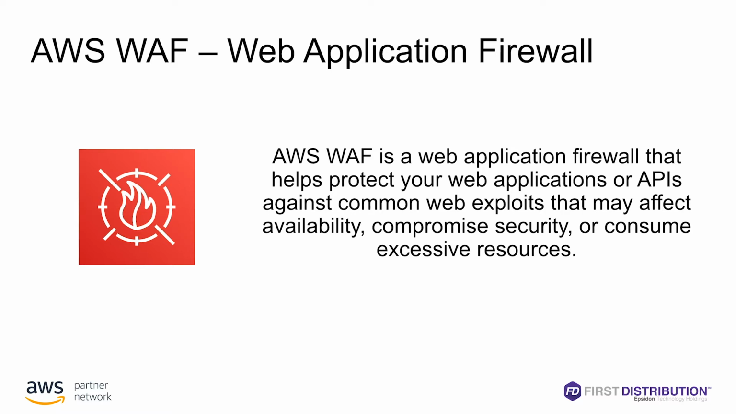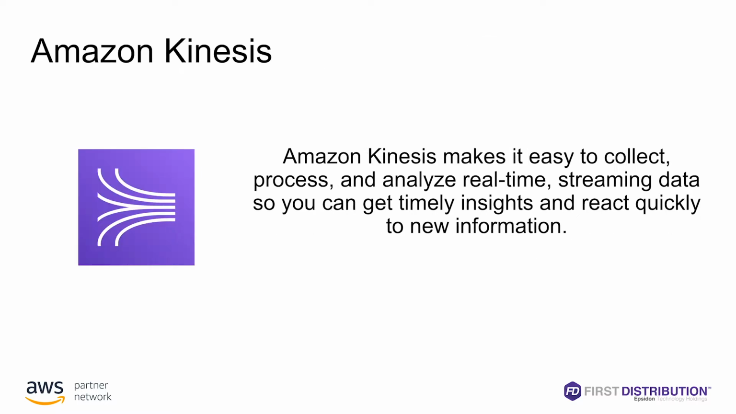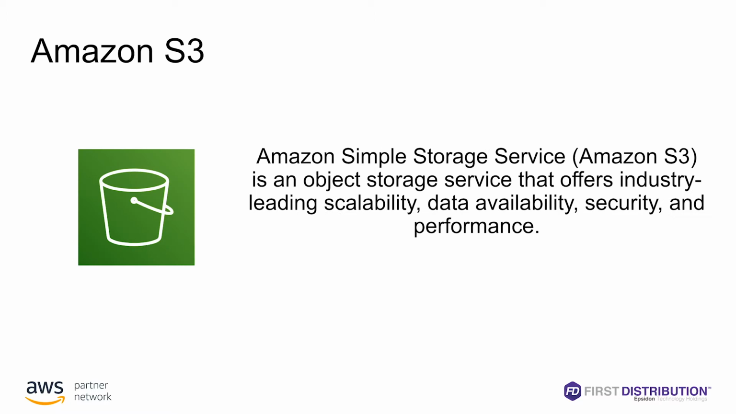AWS WAF, or Web Application Firewall, is a web application firewall that helps protect your web applications or APIs against common web exploits that may affect availability, compromise security, or consume excessive resources. Amazon Kinesis makes it easy to collect, process, and analyze real-time streaming data so you can get timely insights and react quickly to new information. Amazon Simple Storage Service, or just Amazon S3, is an object-based storage service that offers industry-leading scalability, data availability, security, and performance.